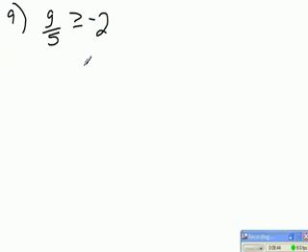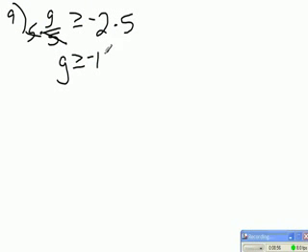Number 9 says g over 5 is greater than or equal to negative 2. I'm going to multiply both sides by 5 to get rid of that divided by 5, because dividing and multiplying would be inverse operations. G is greater than or equal to negative 2 times 5, which is negative 10.